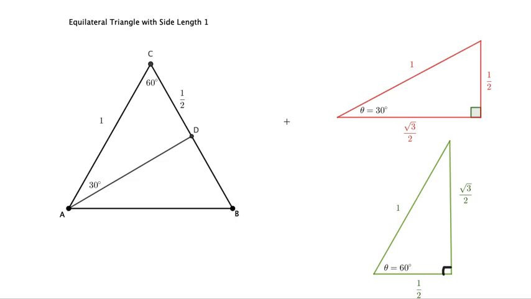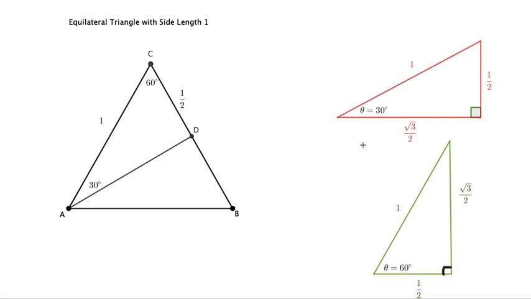So what I'm going to do now is I'm just going to simply call the red triangle what you see on your right-hand side. That is really triangle ACD. What we see is this angle right here is 30 degrees. The hypotenuse is 1. The side opposite 30 degrees is 1/2, and the side adjacent is √3/2.